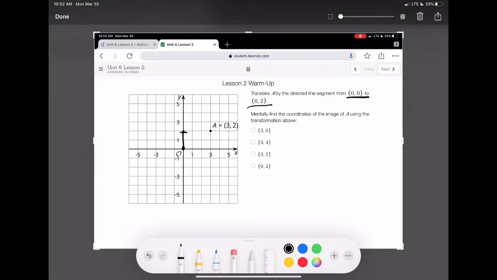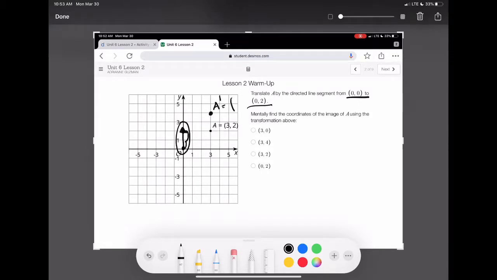So they said to move this point here this many spaces. How many spaces did this point move here? It moved 1, 2. So I need to move this point here up 2, 1, 2. So my new point will go here. I don't need all these lines here, so let me come back. And this point will now land here. So this is A prime.